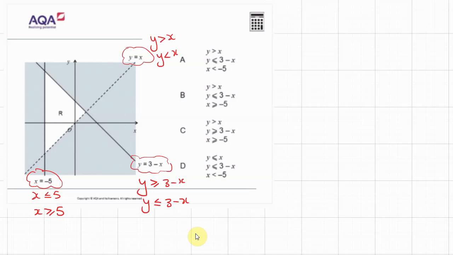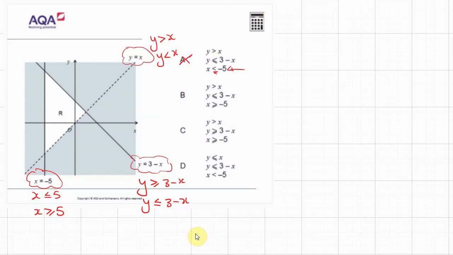Let's have a quick check over our answers to see if we can eliminate any straight away. This has got the wrong inequality sign, and so has this. Oh no, that one's correct. But this bottom one has the incorrect inequality sign. So straight away, I know that this is not right. It could be true with the region, but they've not used the right inequality for the line they've drawn. Okay, B.